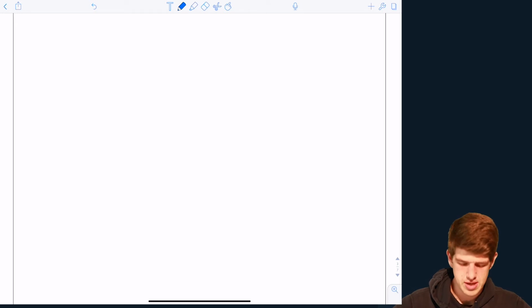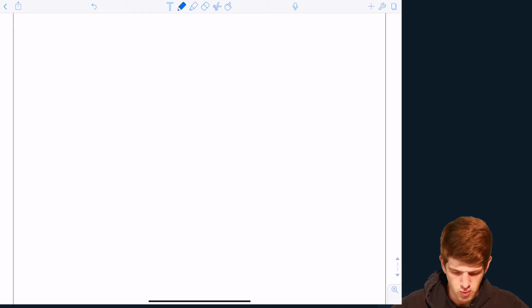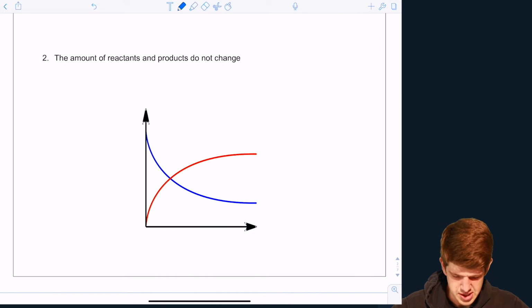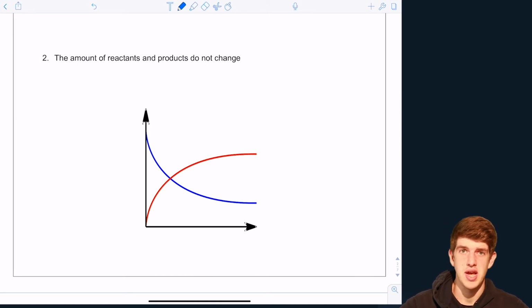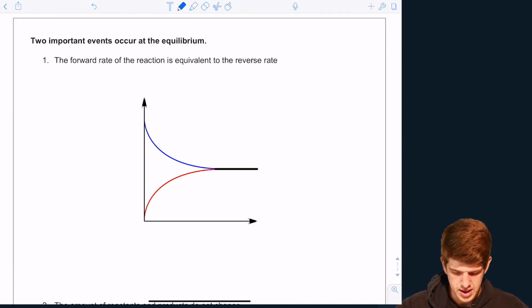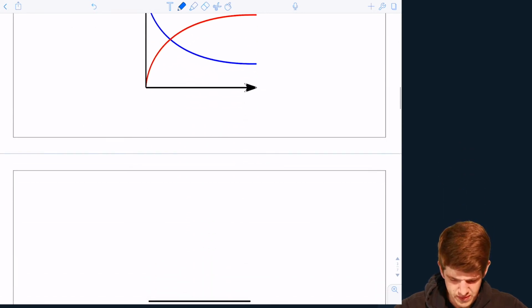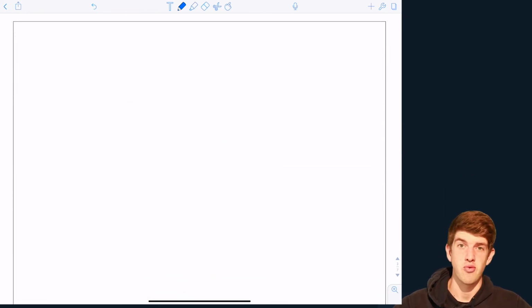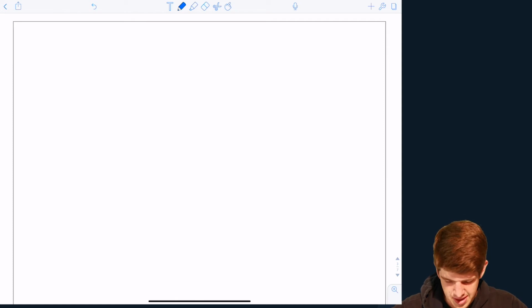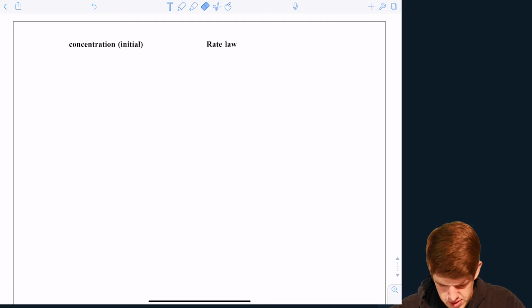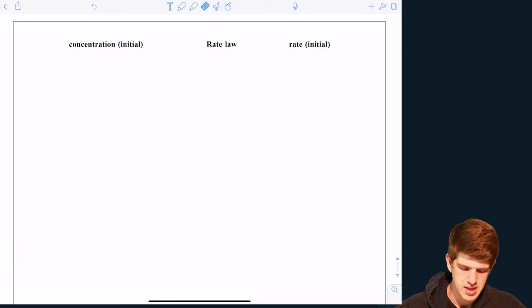All right, so how we're going to learn about equilibrium, why the amounts of reactants and products do not change, and why the forward rate and the reverse rate are equivalent, is through an example using rate laws and rates. If you haven't covered rate laws and rates yet, go back and look at the kinetics section. The way this is going to work is we are going to start with the concentration, rate law, and rate for a given reaction.